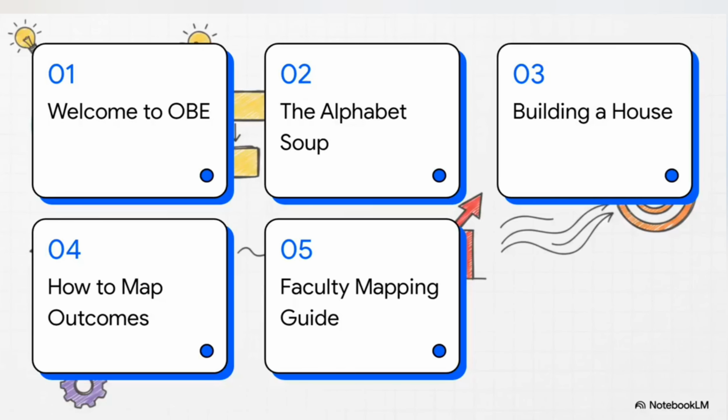Here's our path for today. First, a welcome to outcome-based education. Second, we'll get that alphabet soup explained. Third, we're building a house as an analogy. Fourth, we'll look at how to map outcomes. And finally, number 5, the faculty mapping guide.